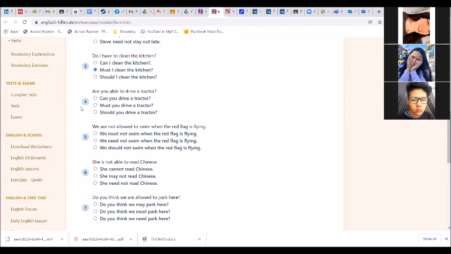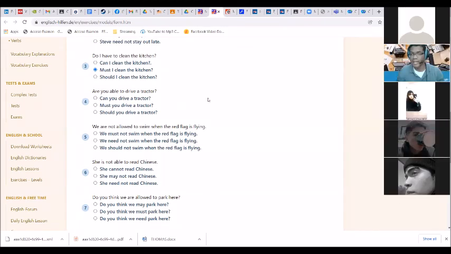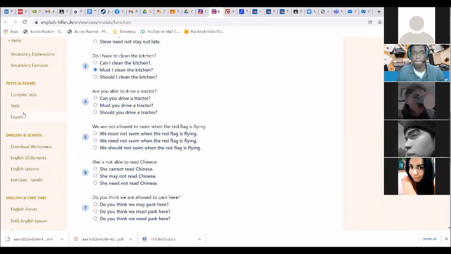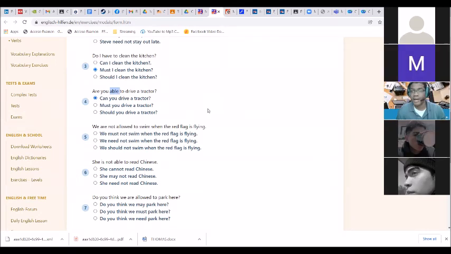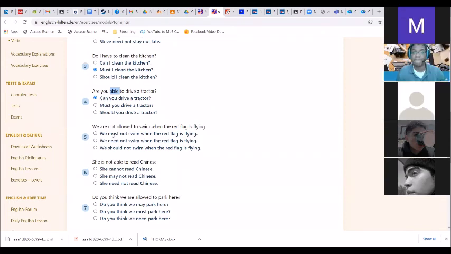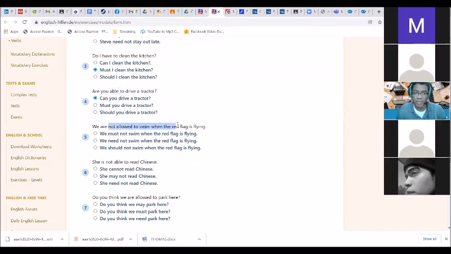Paul, number 4. Guys, you can raise your hand for the others. Yes, go ahead, Paul. Can you drive a tractor? Yes, ability, can. Amairani, number 5. Yes, teacher. We should not swim where the red flag is spinning. Very close, but remember, this is the rule. So rules, we use must.